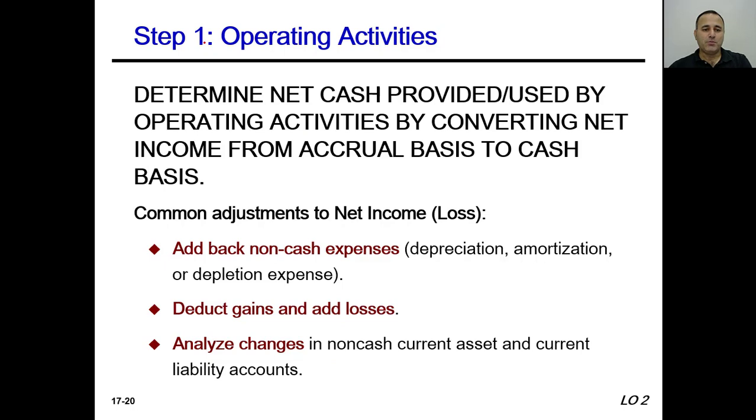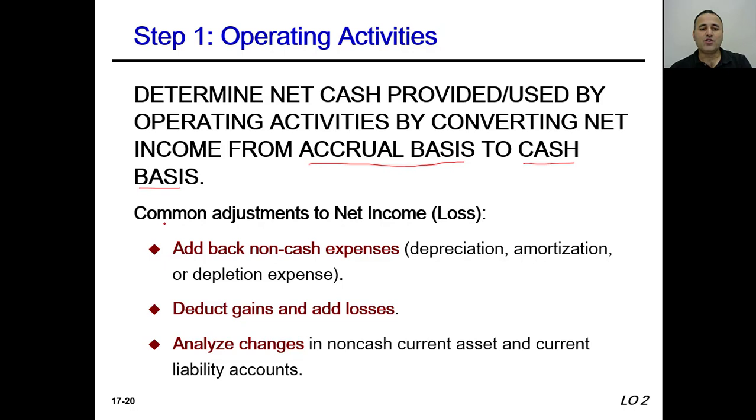So let's go to step number one. In step number one, what do we do? Determine the net cash provided by operating activities by converting net income from accrual basis to cash basis. Okay, so we do accounting on accrual basis. In this step, what we do, we convert the accrual basis actually to cash basis.